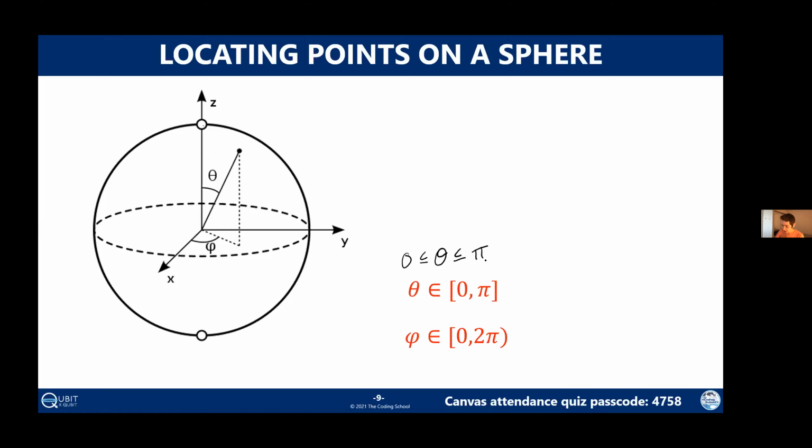So graphically, what that means is that theta can bring us all the way from the North Pole to the South Pole and anywhere along here, but it cannot go any further than the South Pole, right? Theta maxes out at just pi, which is 180 degrees. Phi, on the other hand, can go all the way around the equator. So phi goes all 360 degrees, all 2 pi radians around the equator.